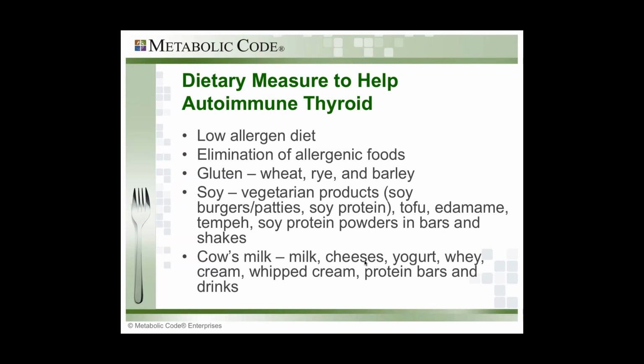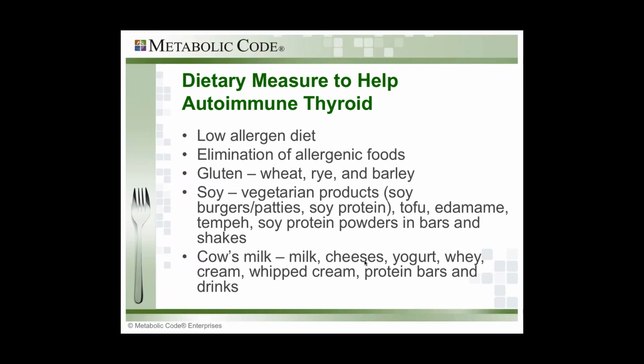Soy is a highly allergenic food as well. It will be not just in vegetarian products like soy burgers and patties and textured vegetable proteins. But you really have to look for soy now in things like soy proteins added to protein bars or snack bars, soy protein in shakes, and of course anything made with soy like tofu and tempeh. And now edamame is pretty popular. And we take cow's milk out as well.